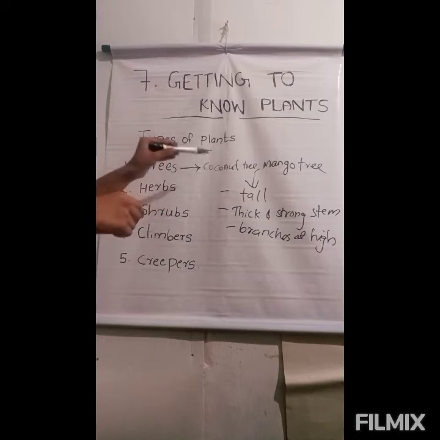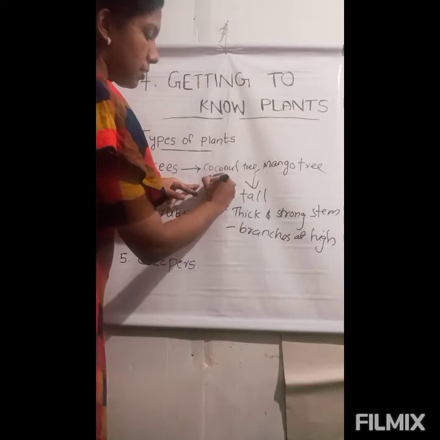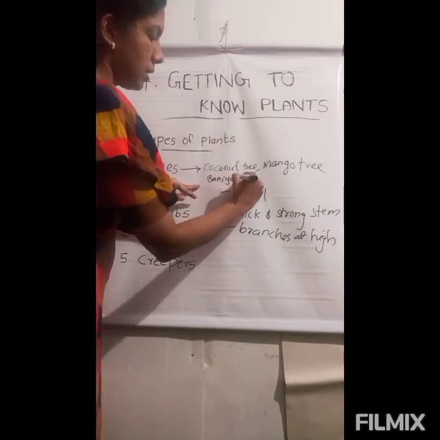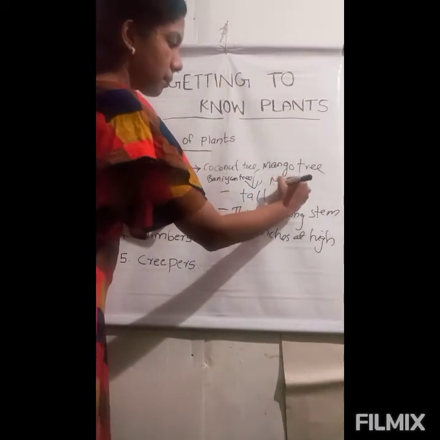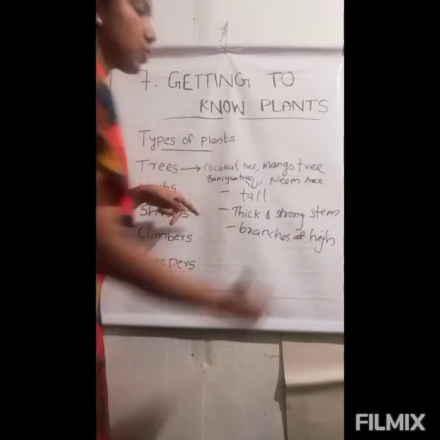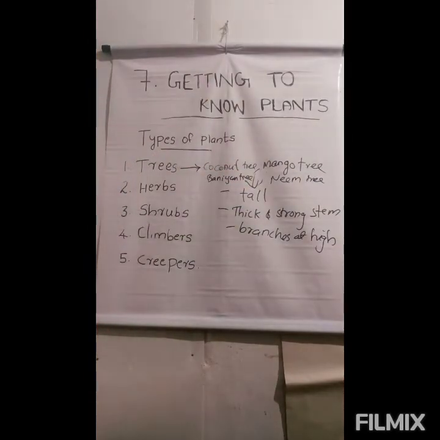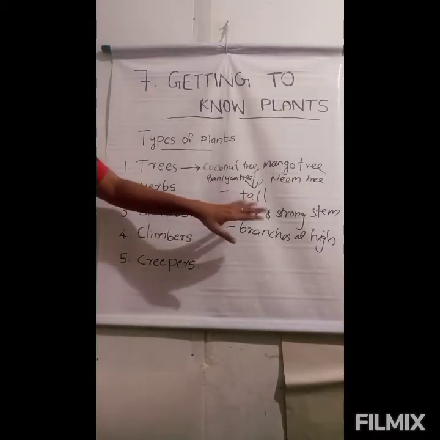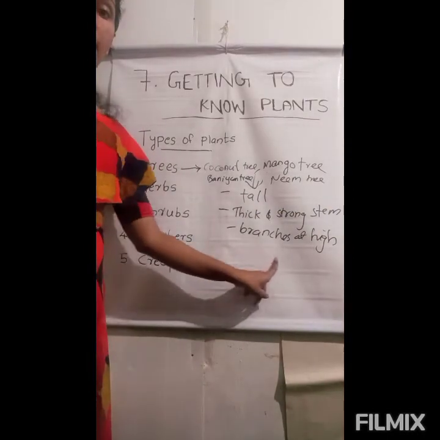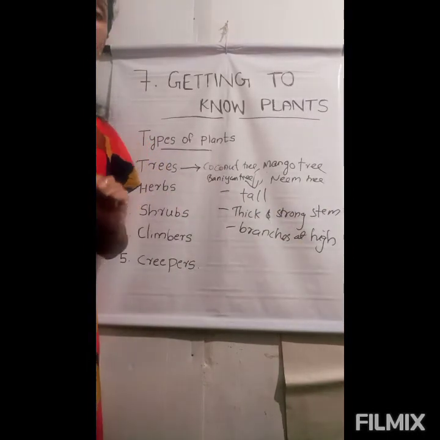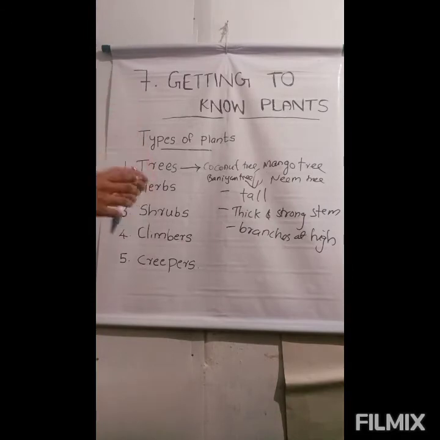And examples for trees are coconut tree, mango tree, banyan tree, then neem tree, etc. So trees are the first type of classification, and they are tall and have a thick and strong stem, and also have branches at a high position. And this has a woody stem. Okay, it will have a woody stem.